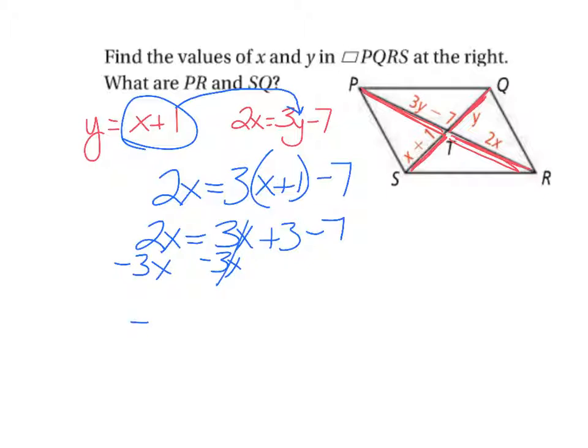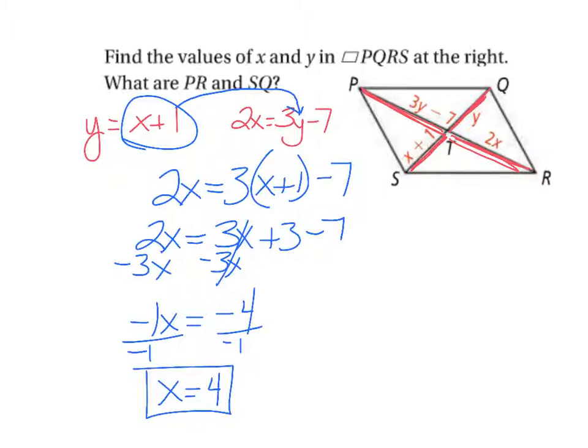This is going to be a negative 1x equals 3 minus 7. That's negative 4. Divide by the negative 1. x is a positive 4. So now it says to solve for x and y. I've got the x. Great. Now what I do with that x is I go plug it back in to one of these original equations. It seems like it'd be pretty easy to plug it in right there. y is equal to x plus 1. So that means y is equal to 4 plus 1. So y is going to end up equaling 5.